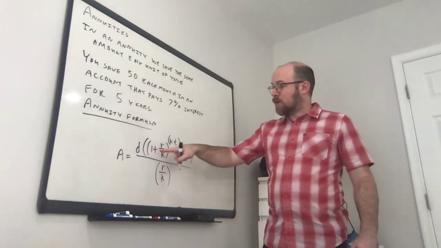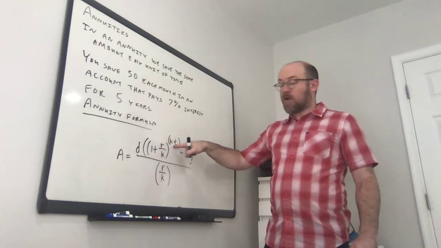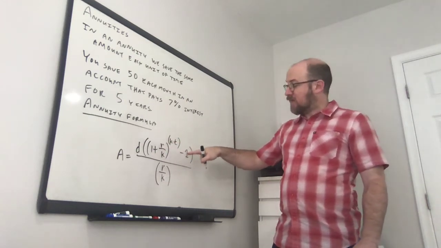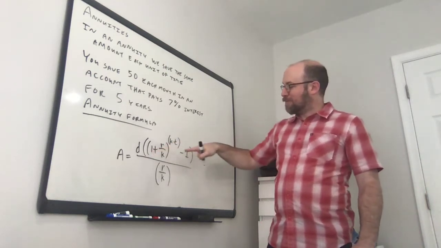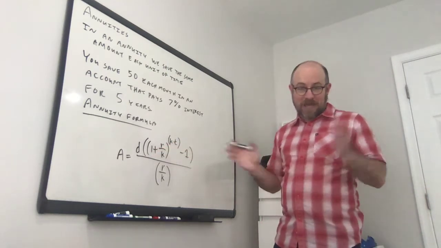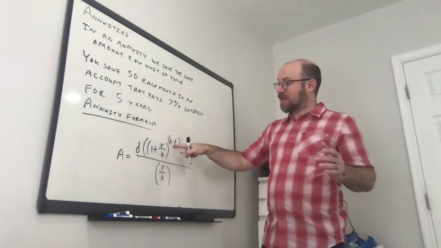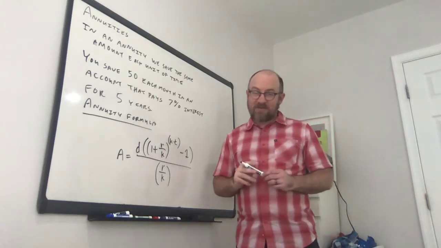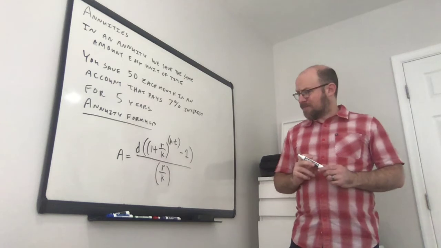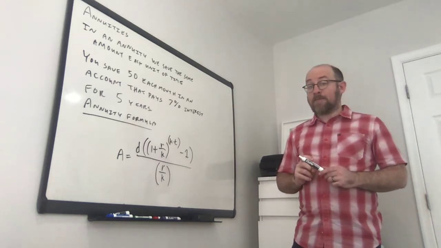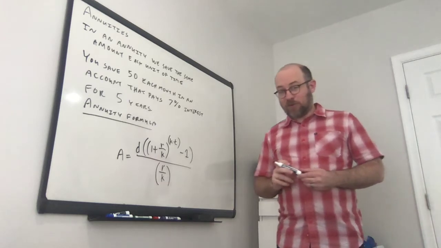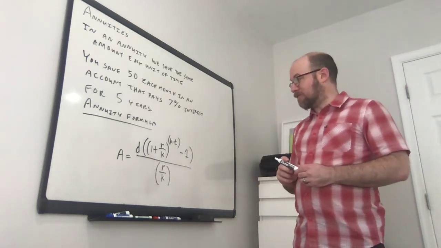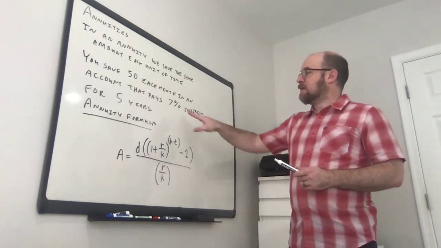Notice here that the 1 plus r over k is raised to the kt power, and then you subtract 1. You can't just say this 1 plus and this minus 1 cancel each other out, because this one is getting raised to the power. So you have to be super careful entering something like this into your calculator. You should definitely practice it before the exam, because it is a little bit trickier than some of the simpler formulas.